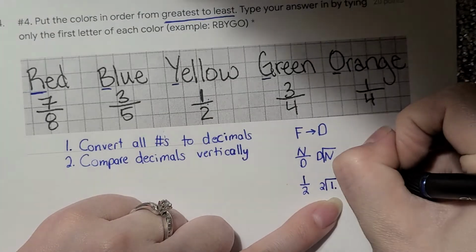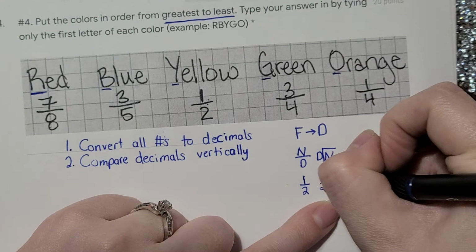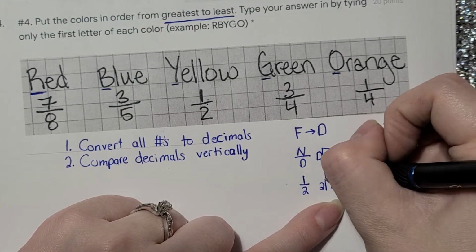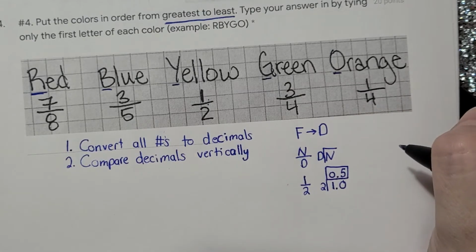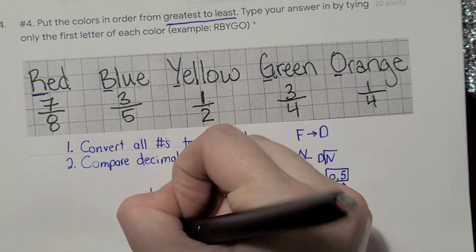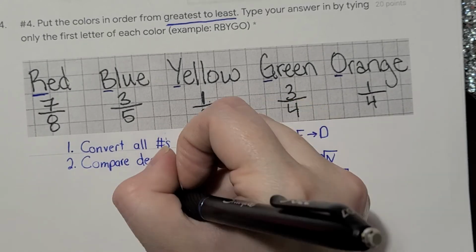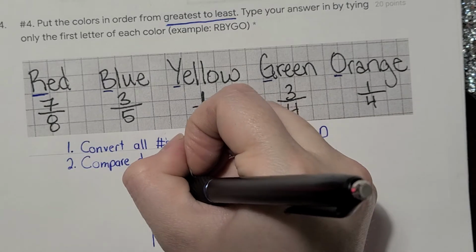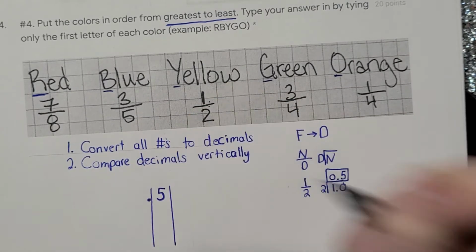Okay, so I'm going to add that 0. Can 2 go into 10? Yep, 5 times exactly. So 1/2 is equivalent to 0.5 or 5/10. Okay, and when you get all of your decimals, we're going to order them vertically. So I'm going to compare 0.5 to the rest of them.